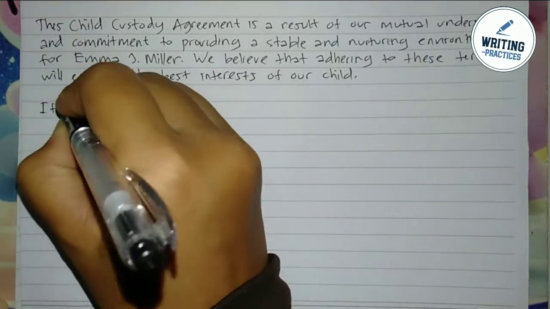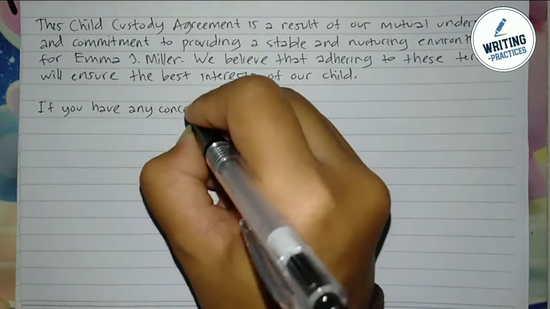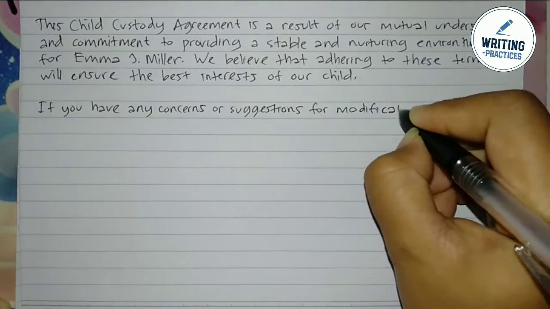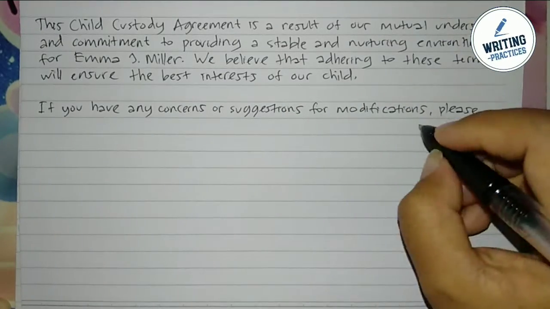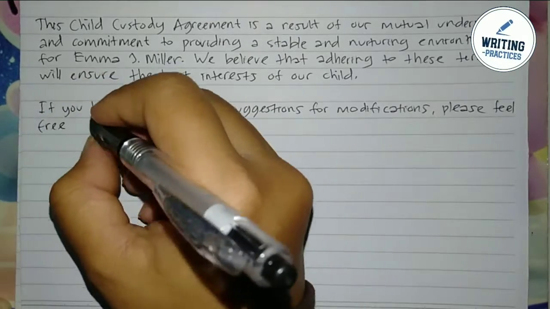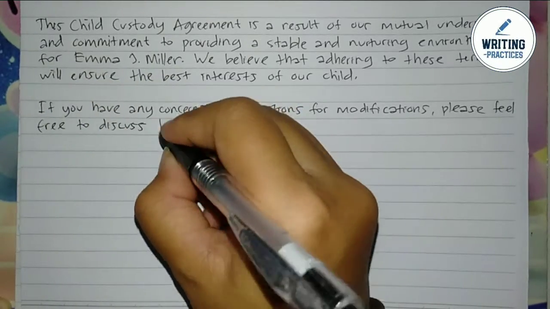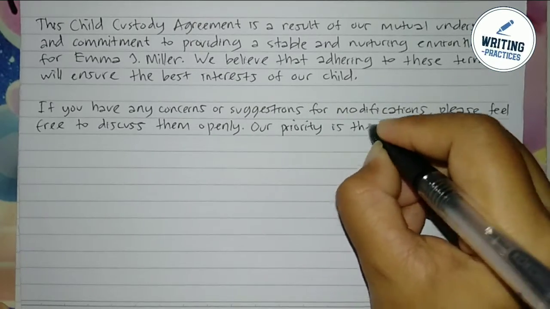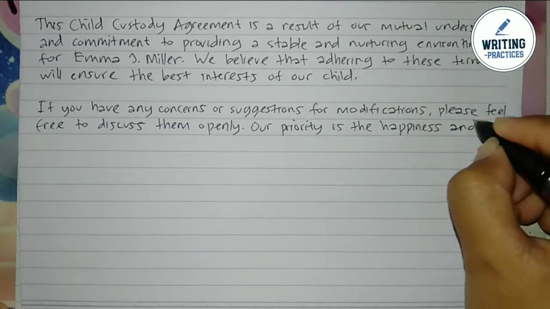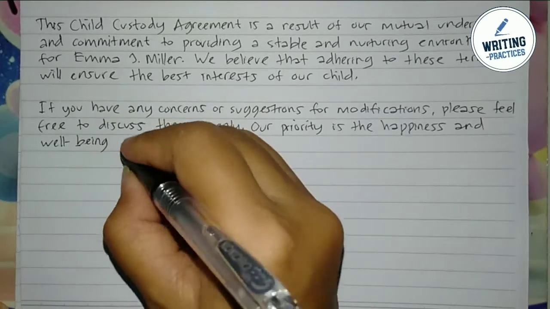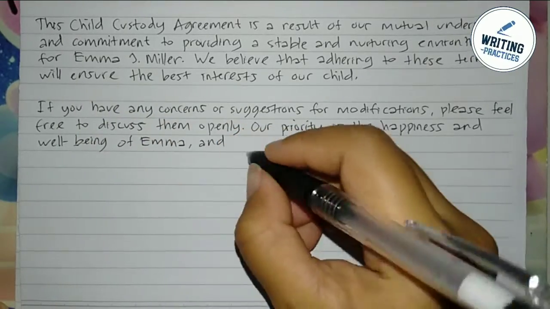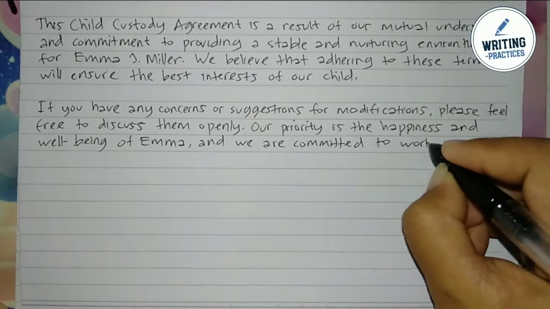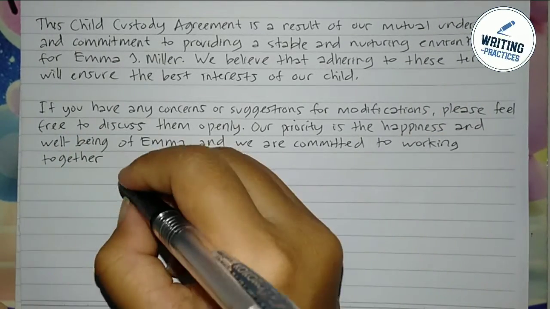And in the fourth paragraph, you may write a closing and invitation for discussion. Of course, it is good that you express appreciation for cooperation. And invite the recipient to discuss any concerns or modifications openly. This promotes ongoing collaboration. And here is the example. If you have any concerns or suggestions for modification, please feel free to discuss them openly. Our priority is the happiness and well-being of Emma. And we are committed to working together as co-parents.